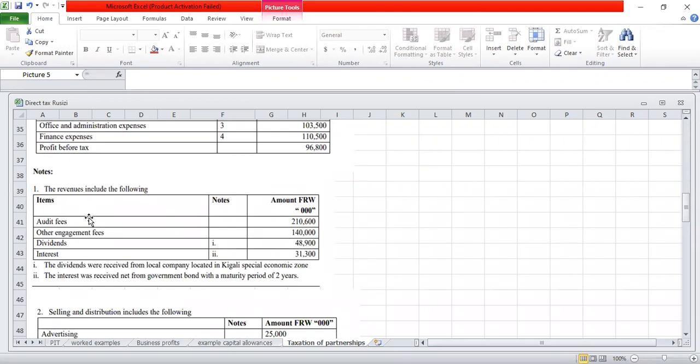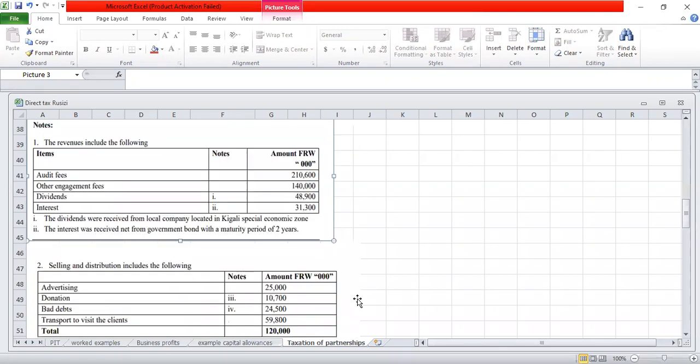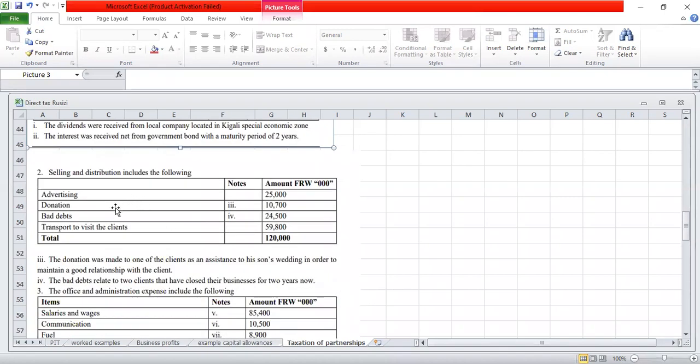The revenues include the following: audit fees, which is this; other engagement fees, which is this; dividends, it has a note; interest has a note. It said the dividends were received from a local company located in Kigali Special Economic Zone. We have already said that a dividend from a local company is not allowed. The interest was received net from a government bond with a maturity of 2 years. We shall adjust that one. Then selling and distribution, we have advertisement, which is allowed. Donation, we need to consider the 1%. Bad debt, we need to consider.